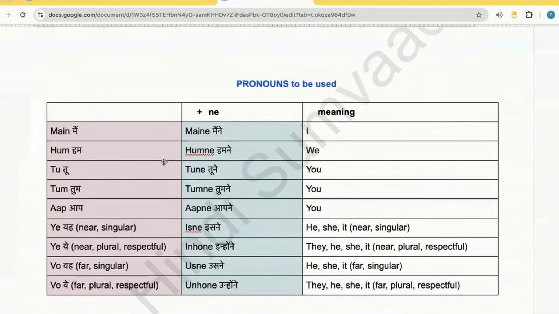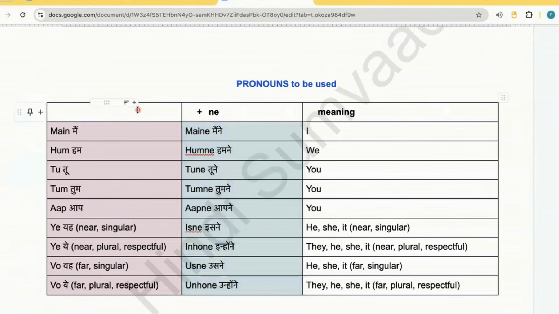The second question or the second doubt that arises is the pronouns to be used. You know the verb forms. Now, what pronouns to use in past tense? So many learners, so many of my students, have this impression that you're supposed to use these pronouns in past tense, that is always adding ne. But that's just half truth.